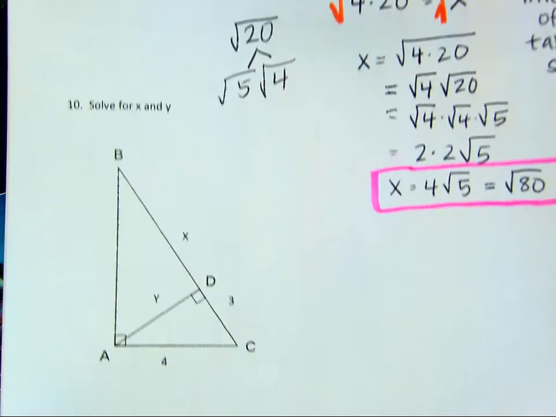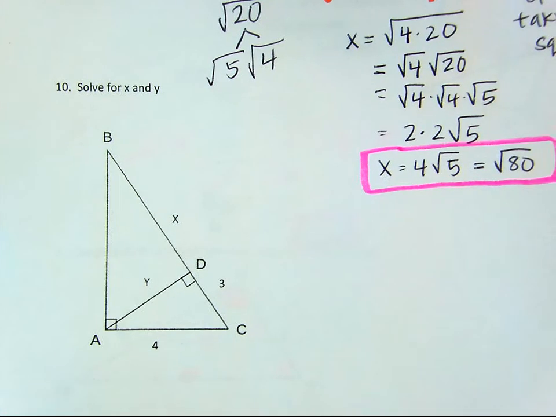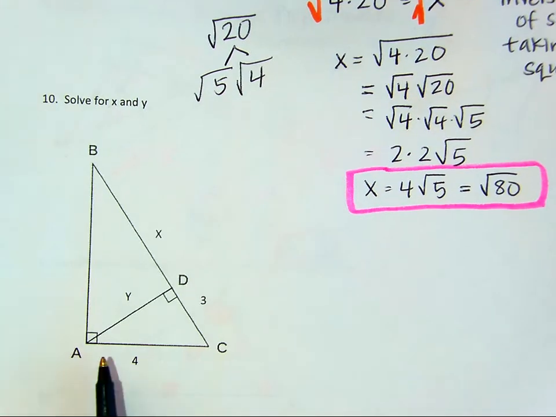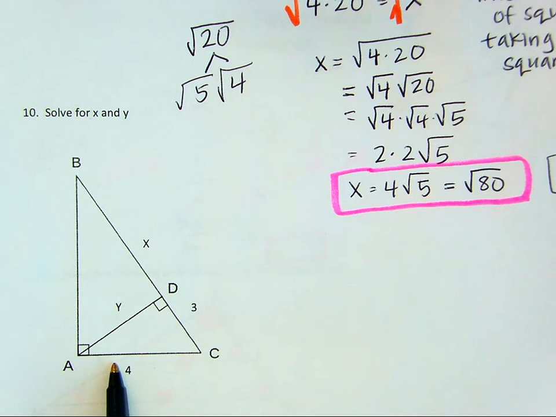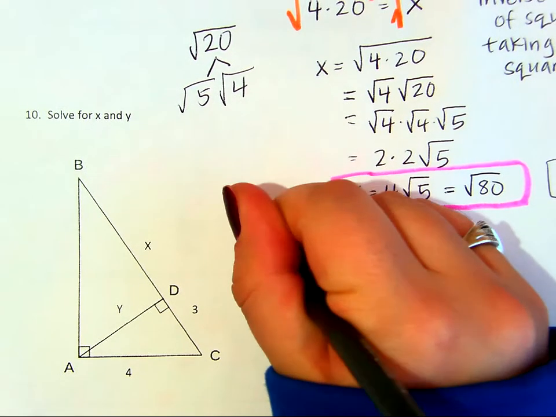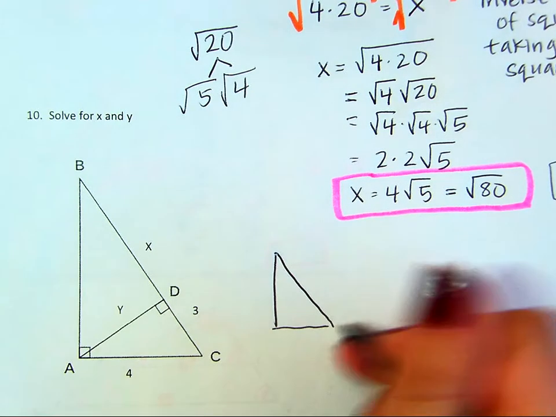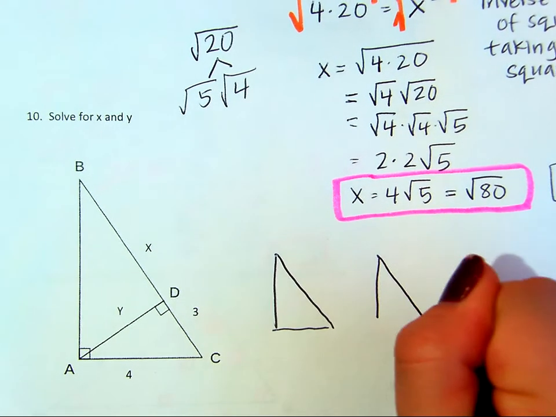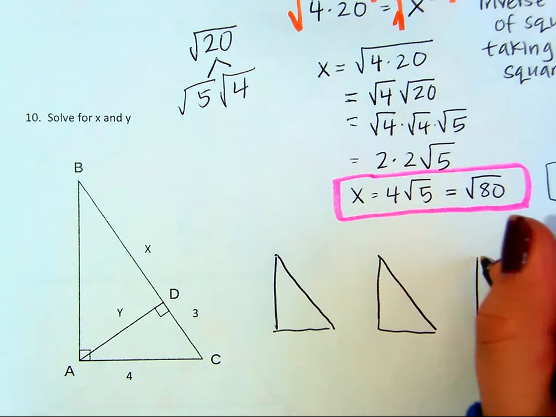For question 10, it's a similar question to 9. It'll help if you draw these with the same orientation. So let me draw my 3 triangles so we can set up proportions a little easier.